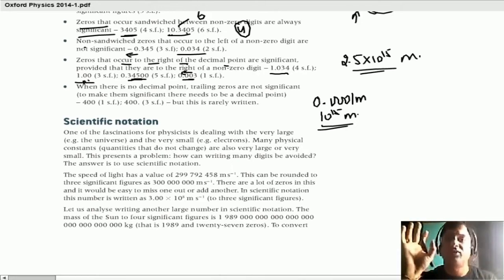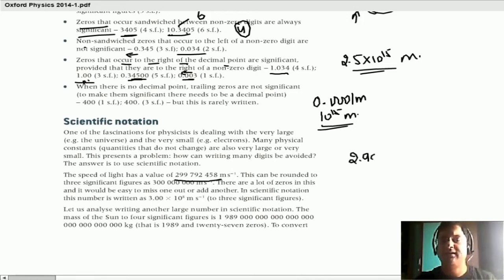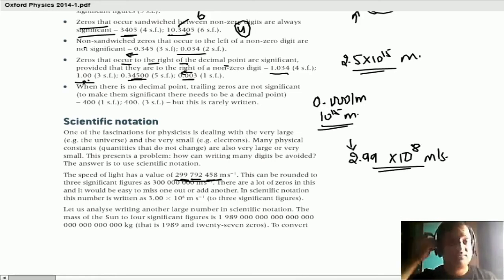First you have to understand the notation. Look at this big number. You won't write it like this. Instead of that, you will write it as 2.99 into 10 to the power 8. I have just put one digit before the decimal. Just put one digit, and then write 10 to the power something. Fine. Are you getting this? Yes.